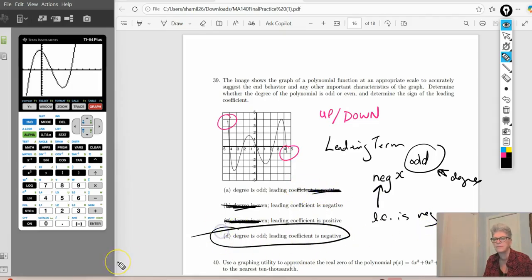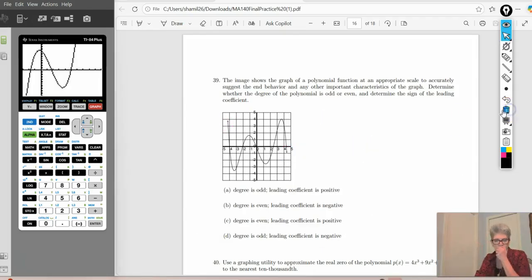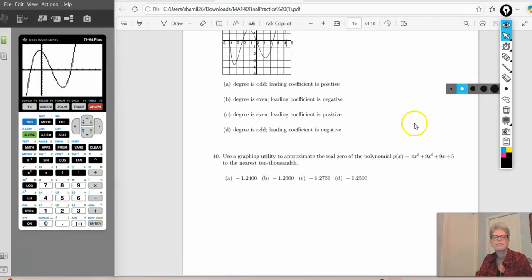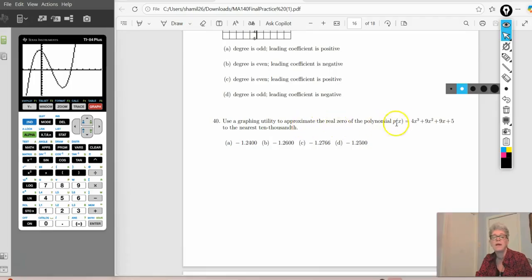Oh, there we go. There is no formula to put in your calculator. You have to know the 4 cases. Excuse me. Use a graphing calculator utility to approximate the real zero. Okay, so let me write it bigger.